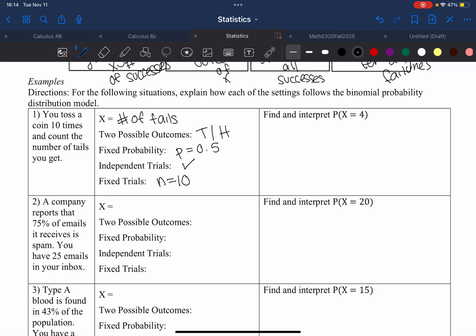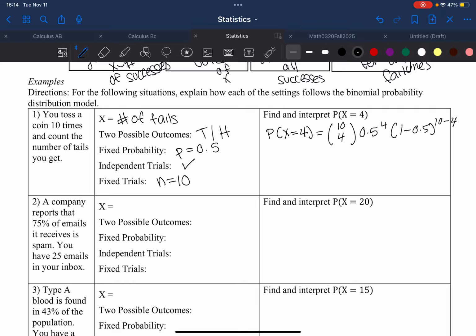So in order to find this, we're going to find the probability that X is equal to 4. And what's important, especially for FRQ, is that you write down that formula. We're not going to end up using this formula, we're just plugging in all the values where they belong.